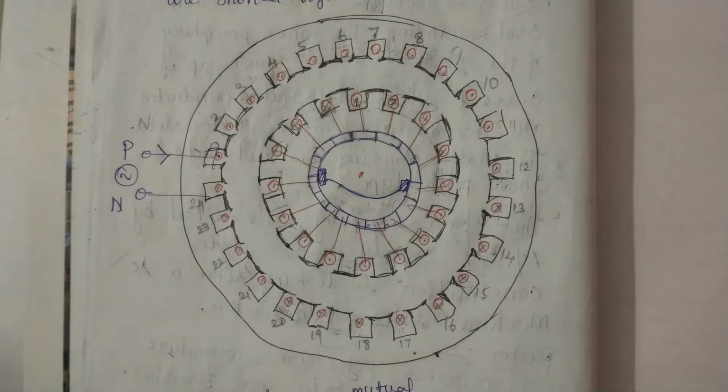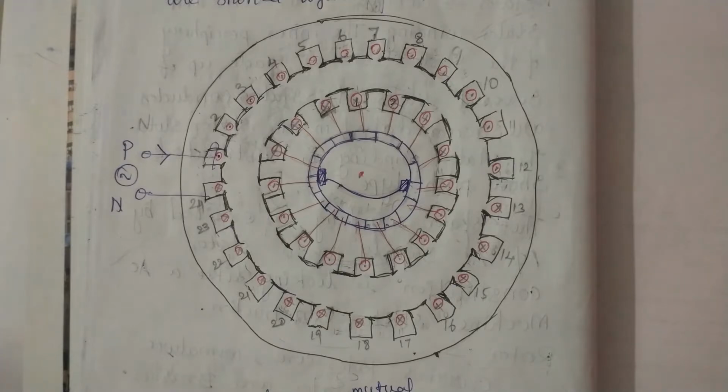Generally, the winding in all AC machines follows the short pitch type only. I have uploaded a video regarding the pitch factor, and that video link I have also given in the description box. If you watch that video, you will get to know why short pitch winding is used in AC machines and full pitch winding in DC machines.